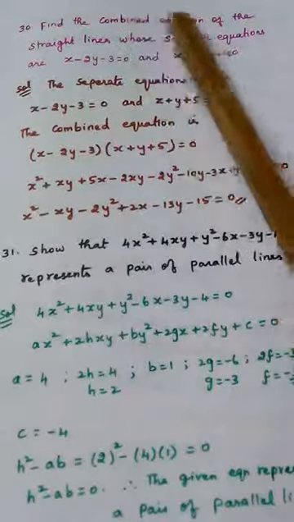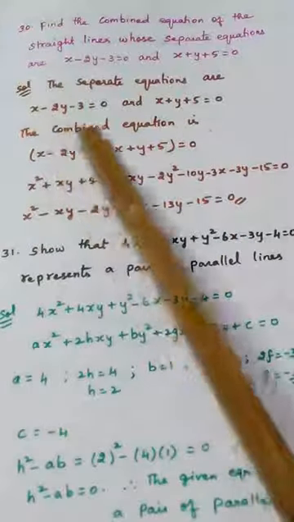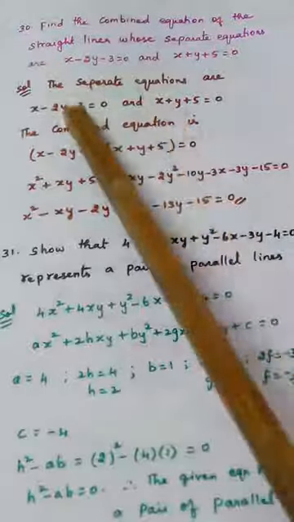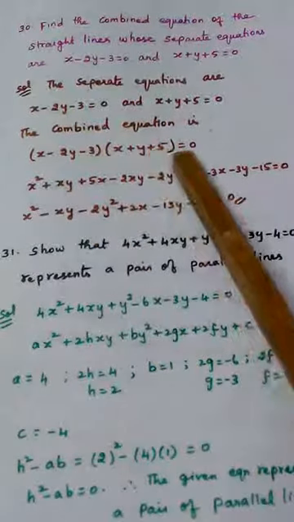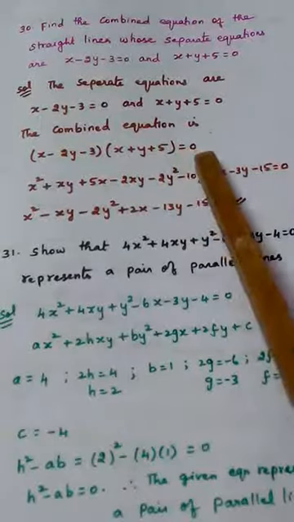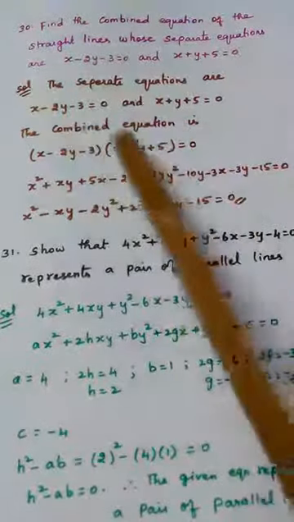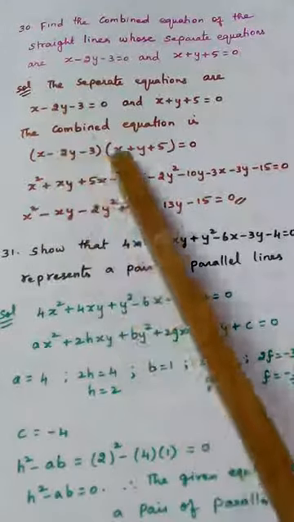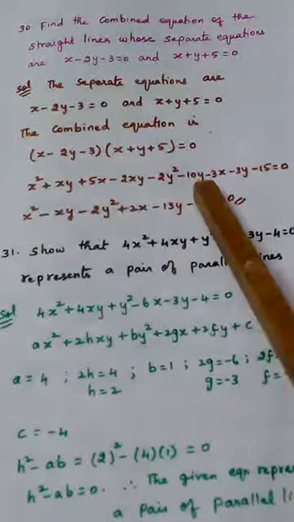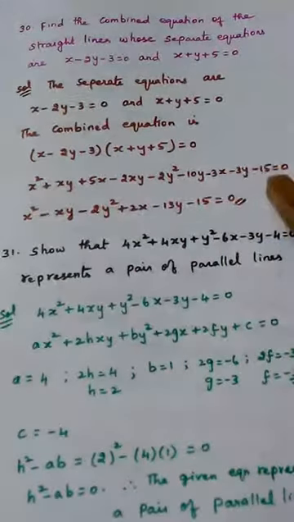So what we have to do? First I am writing the separate equations. The combined equation means I have to multiply these two. So this is in the first bracket, this is in the second bracket, and the product equals 0. So combining the two straight lines, just multiply the brackets term by term. Take x and multiply with the 3 terms, so you will get the first 3. Take minus 2y with the 3, so you will get the next 3. Minus 3 with the 3, another 3 terms. So 9 terms you will be having.